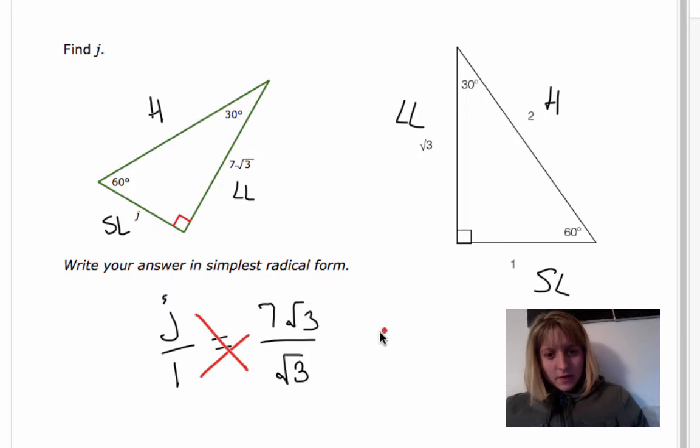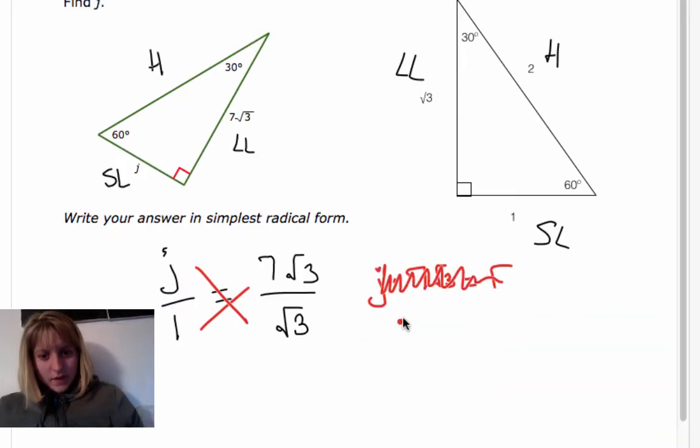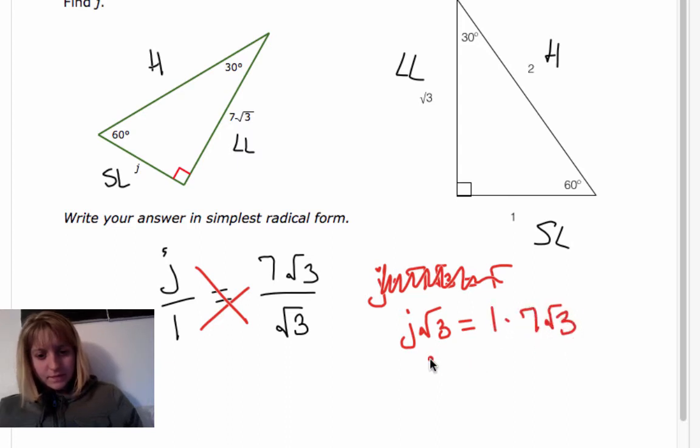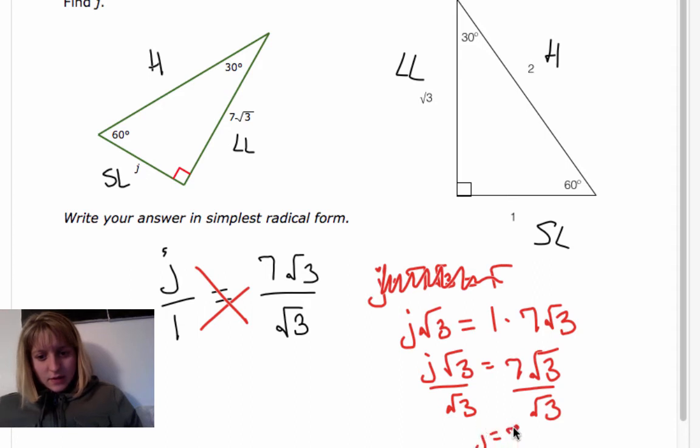Cross multiply a step and you get j times 7 square root 3 equals, oh, I did that wrong, j times square root of 3 equals 1 times 7 square root of 3. 1 times anything is that anything, so j square root of 3 equals 7 square root of 3. Divide both sides by square root 3, and we get j equals 7.